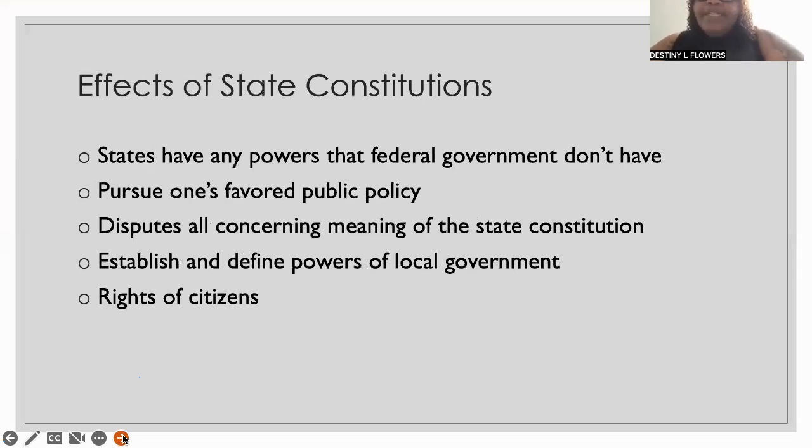Any powers that aren't granted to the federal government by the U.S. Constitution are given to the states. The state may address issues within their state and place laws for those issues in favor of the public. For example, abortion laws. It is up to the state to make abortion legal or illegal.